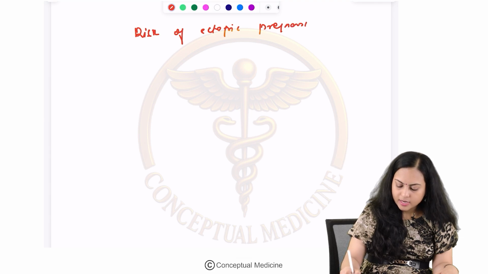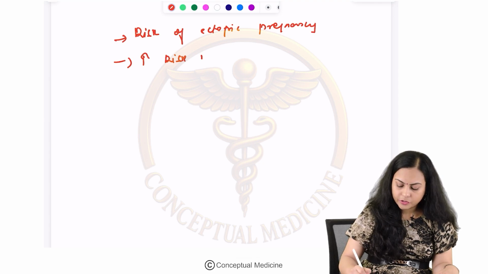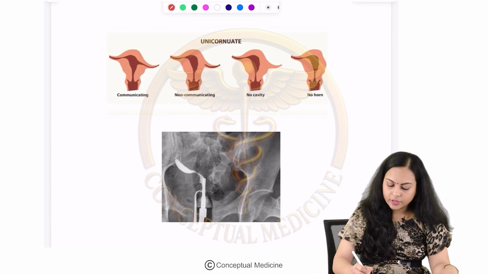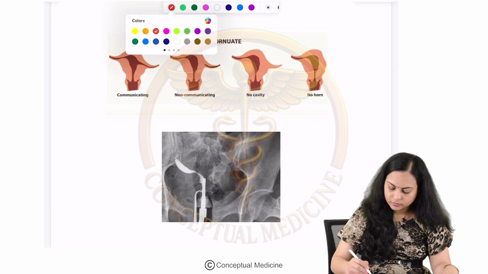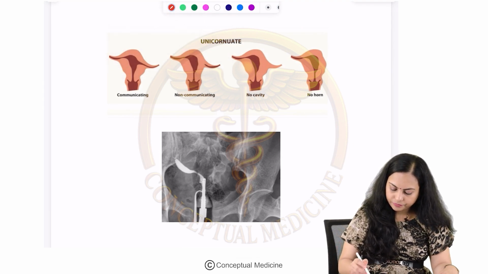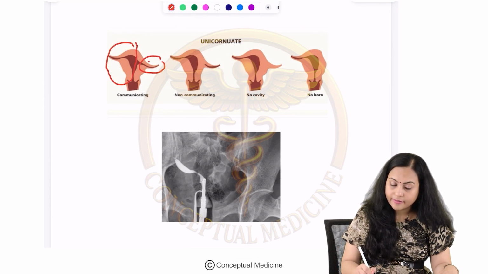Okay, and when it is formed, there is an increased risk of rupture as well. Okay, so this is the picture of unicornuate uterus. So you have this horn only is completely developed. Are you able to see? Whereas this horn is not developed much, but it is communicating to the normal endometrial cavity.